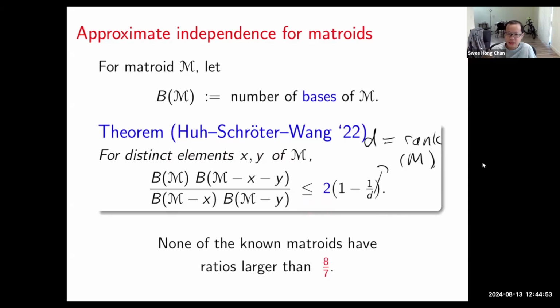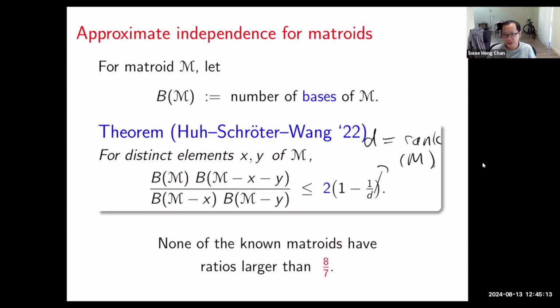And the largest ratio that we can get for this so far is 8/7. It was not a conjecture, but I think some people believe that this inequality can be improved down to 8/7. But unfortunately, nobody has been able to do that yet.